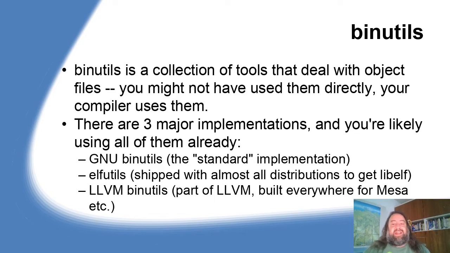There are 3 major implementations of binutils, and actually chances are you have all of them installed on your computer right now. First is the standard implementation GNU binutils, which has been around for decades, which is what everyone has been using traditionally. Then there's elf-utils, which is shipped with almost all distributions, so they can get the libelf component that is used by a couple of third-party applications. And then there's LLVM binutils, which is part of LLVM, and LLVM is built pretty much anywhere because it's needed for Mesa drivers and things like that. So chances are all of those 3 components will be on your system already. Let's take a look at each alternative.